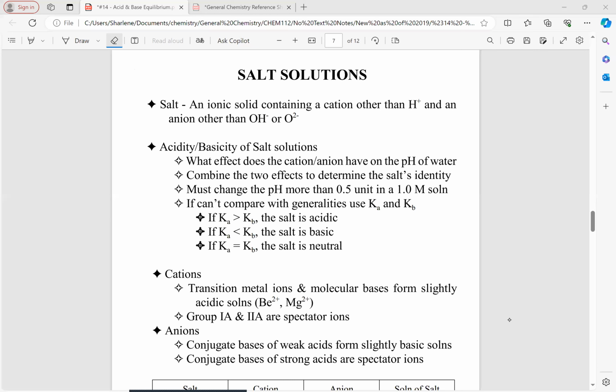All right, we've seen what happens with weak acids. We've seen what happens with weak bases. But what happens if there's ions that are put together and then put into water? What is going to happen to the overall water?